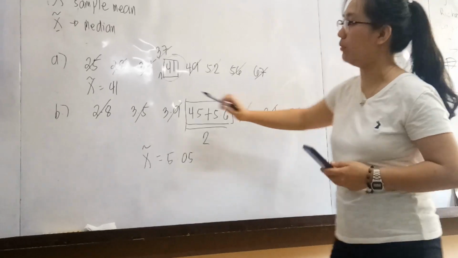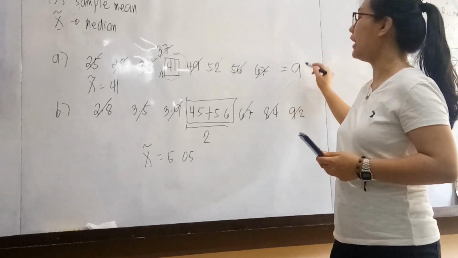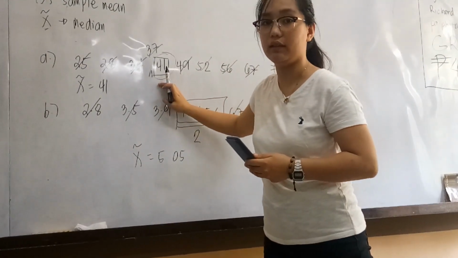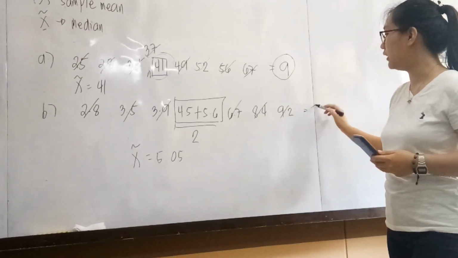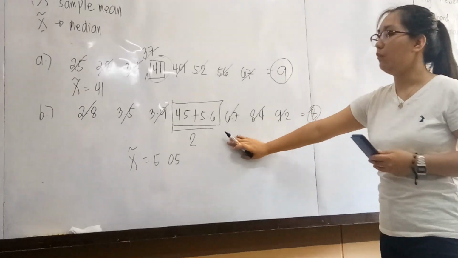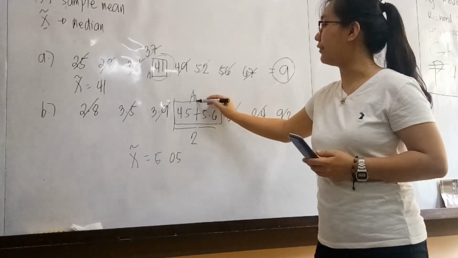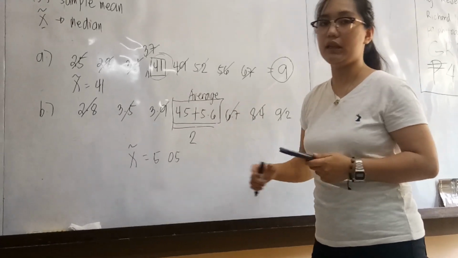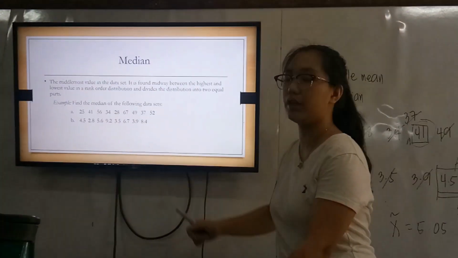That's our dataset. Let's count: 1, 2, 3, 4, 5, 6, 7, 8, 9. Is 9 even or odd? Odd. Okay, therefore, there will always be 1 middle value. But in here, with 1, 2, 3, 4, 5, 6, 7, 8, the 8 data included in your data set will have 2 values in the middle. So all you have to do is take the average, or your mean. Specifically, the arithmetic mean. That is how you solve for your median.